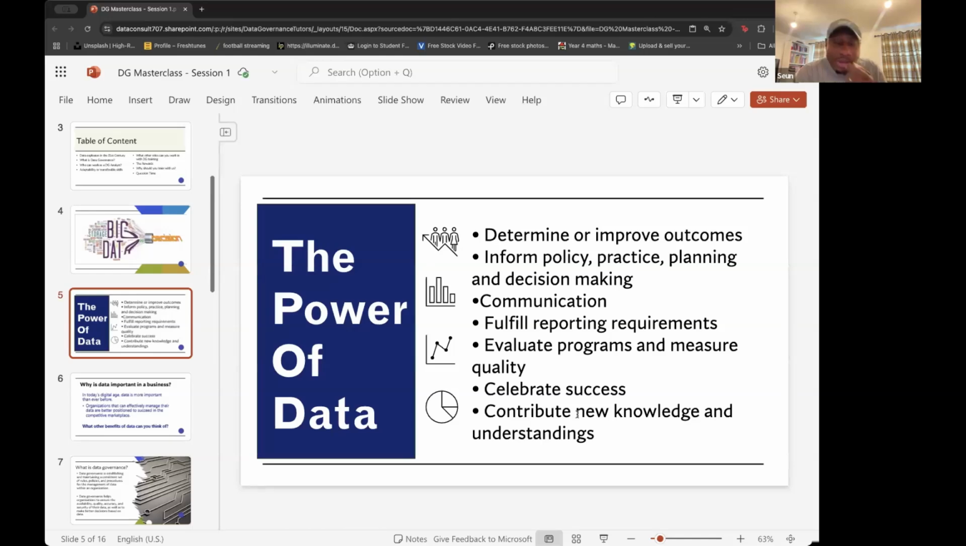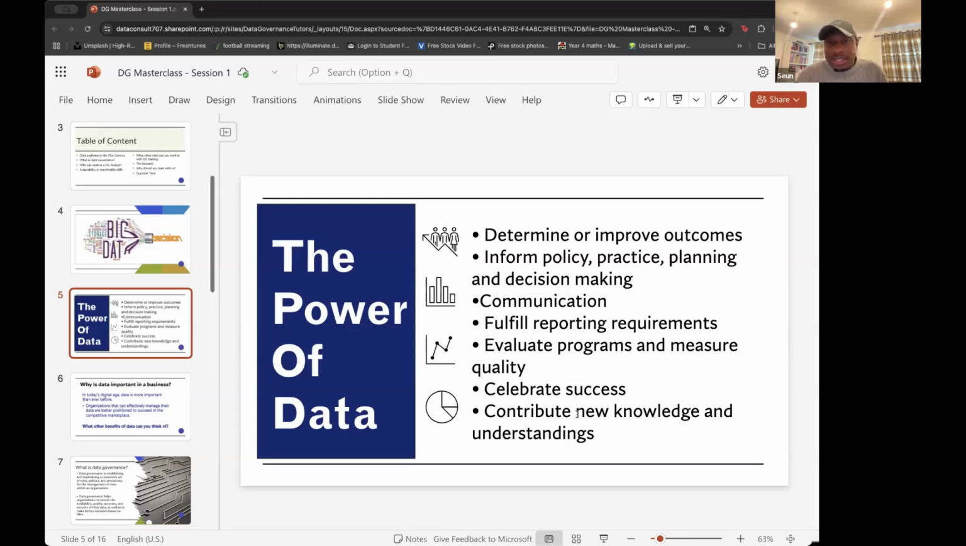Data helps with right communication. Also, data helps in fulfilling reporting requirements. If you've had to report about how many people were in this area in March or in February, data will be used to get those answers and report on them. Data is used to evaluate programs and measure quality. That is self-explanatory. And data is what is used to celebrate success. Data is used to contribute new knowledge and understanding to an organization, to a business. All and many more is what data is to an organization.